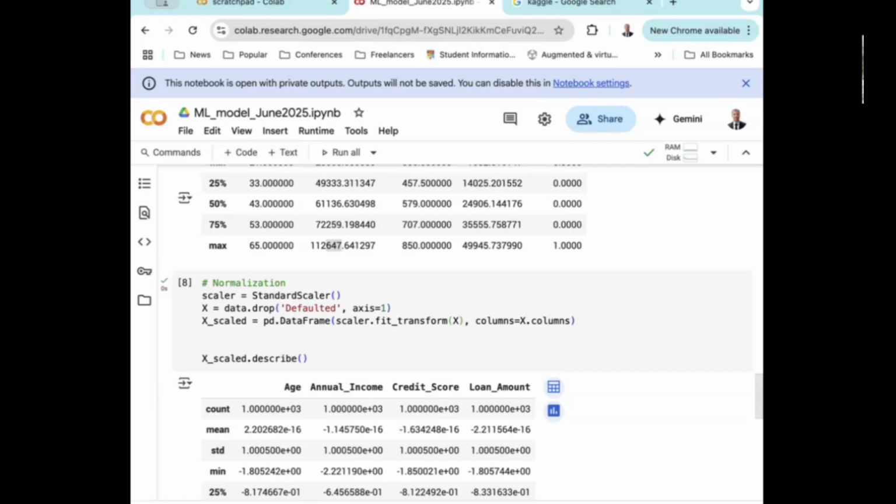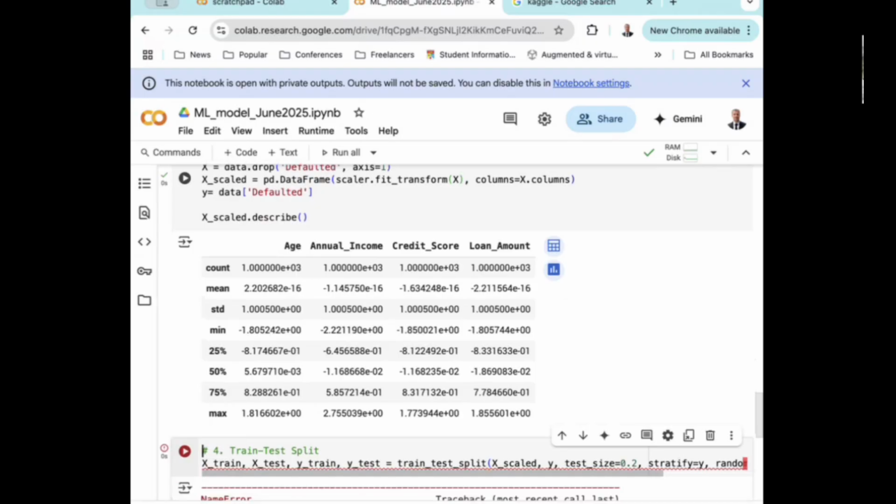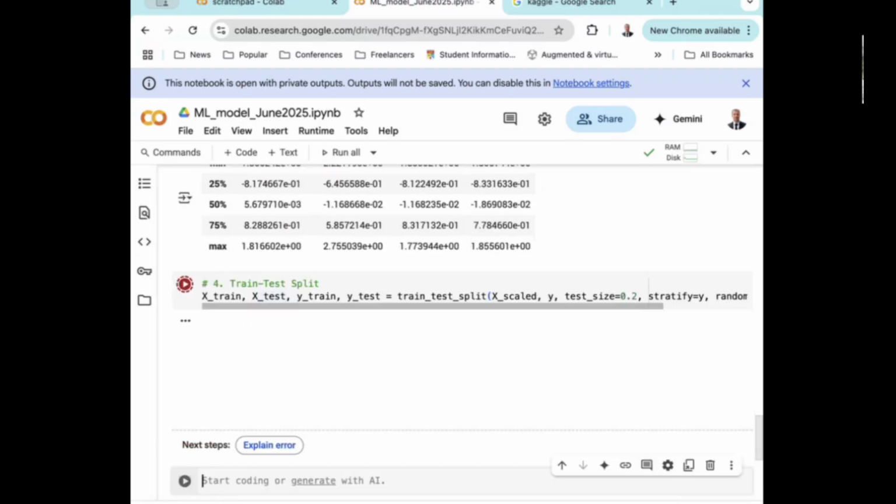Then say y is equal to defaulted. Equal to. So I'm going to run this code again and run this.